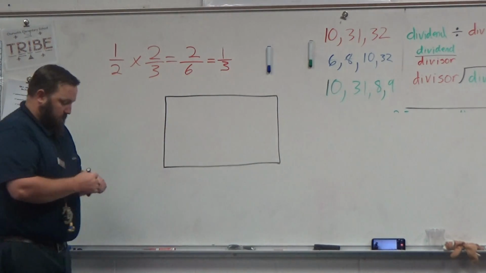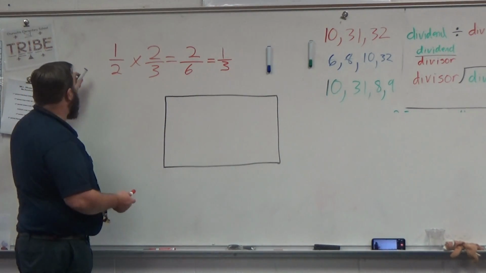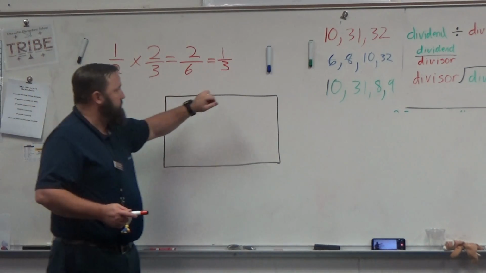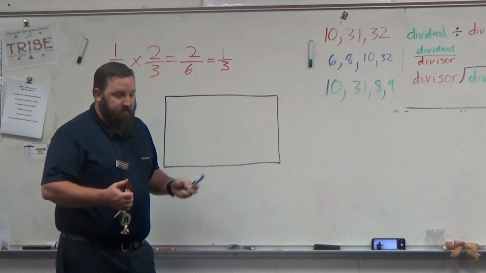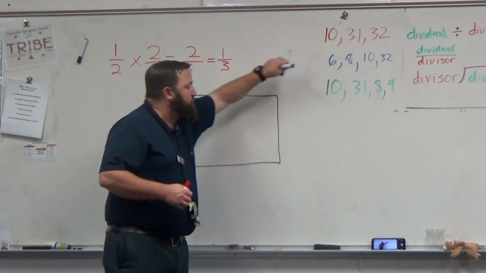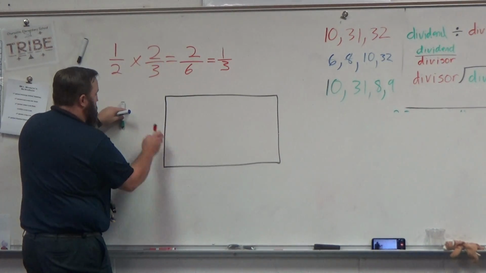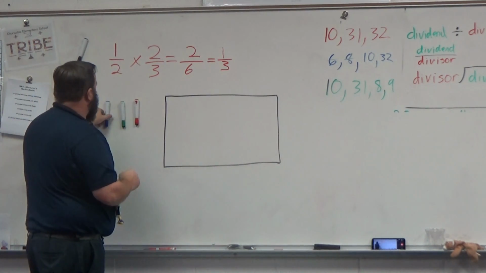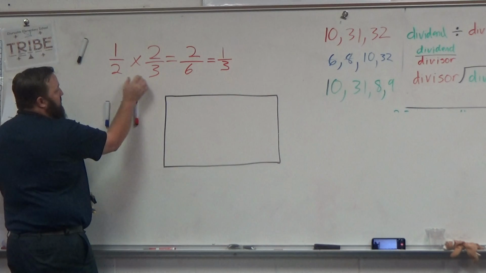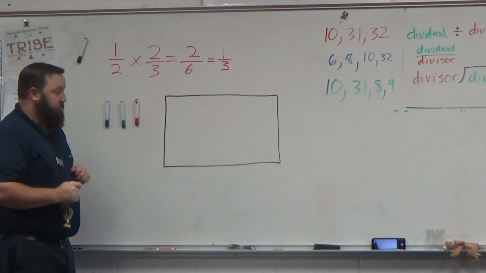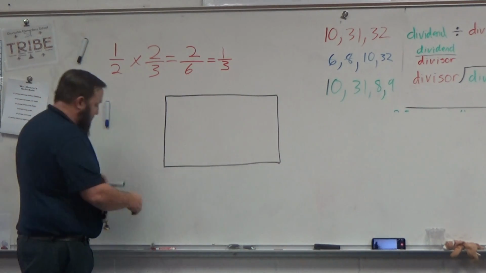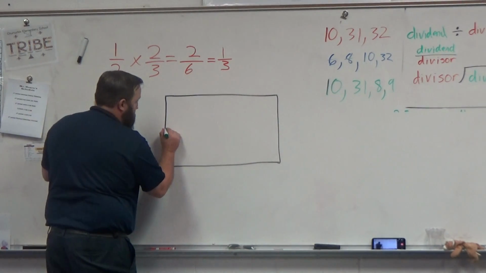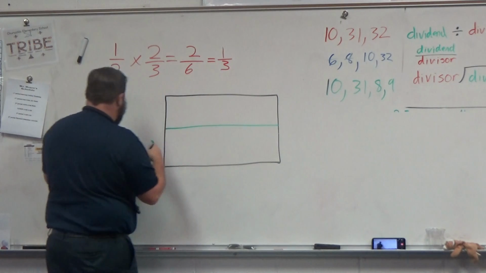Okay? So, I have my rectangle. Now, I'm doing 1/2 times 2/3. The concept behind this is that I'm going to take my rectangle and cut it in half, because what I'm actually trying to say here is I want 1/2 of 2/3. So I simply just cut it in half.